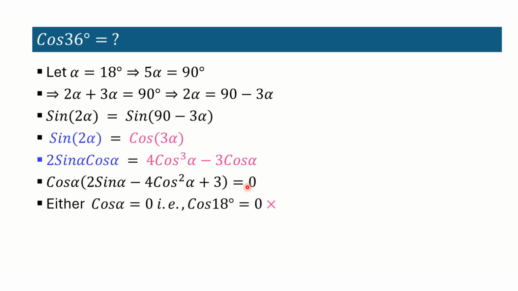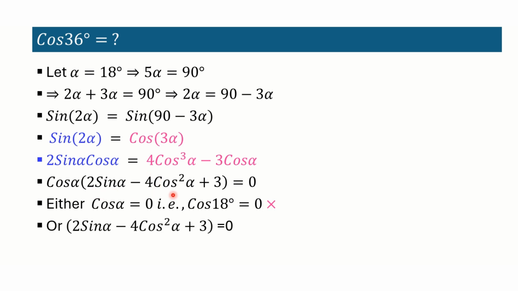So there are two situations. Either this is 0 or this is 0. So if cos alpha is 0, which is not possible because alpha is what? 18 degree. Cos is 0 at odd multiples of 90 degree. But cos 18 can never be 0. So cos 18 is not 0. This means cos alpha is not 0 in this case. So this solution is not accepted.